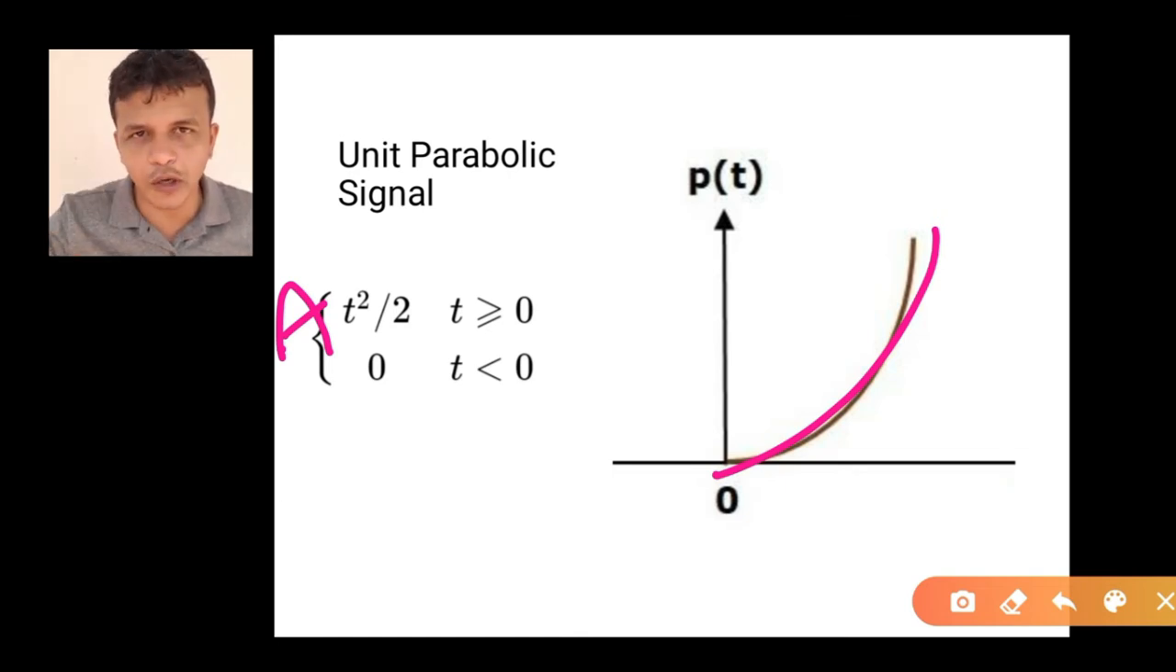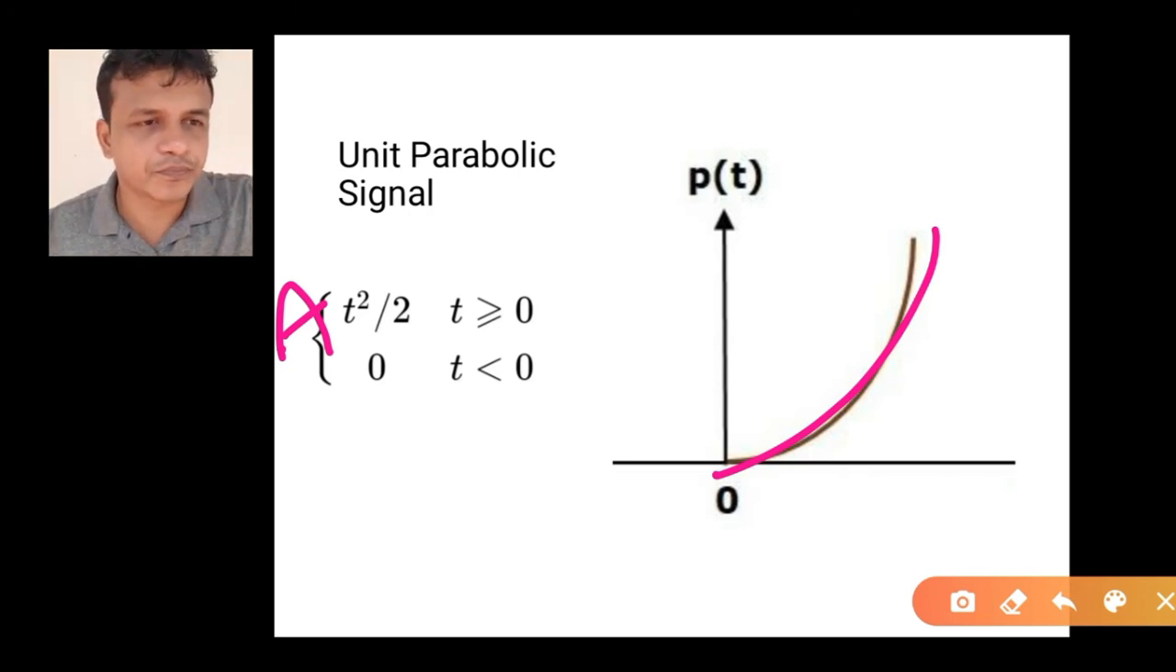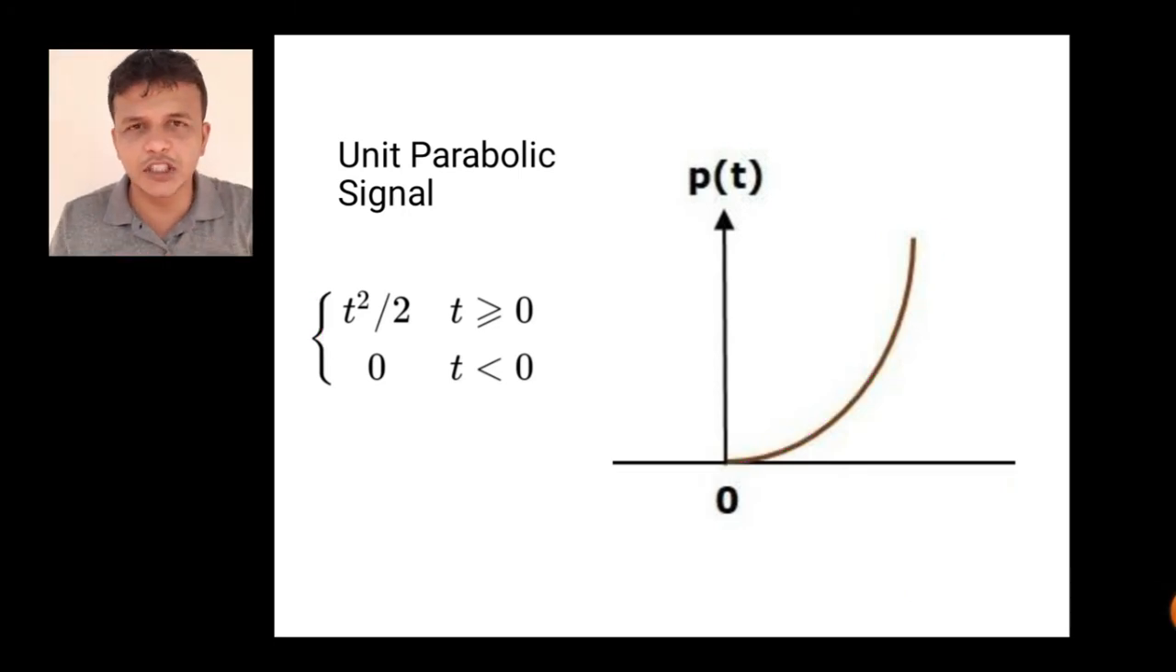If the amplitude is not equal to 1, we simply call it a step signal. The same is applicable for all the other elementary signals also. Now, when we looked into the relationship between a step signal and a ramp signal, we concluded that the ramp signal is the integration of the step signal.